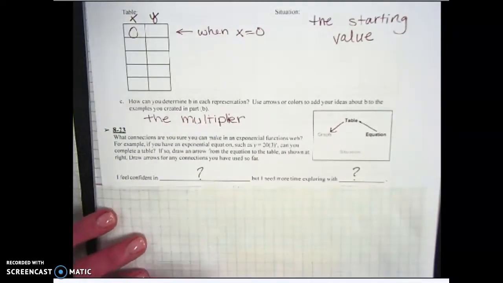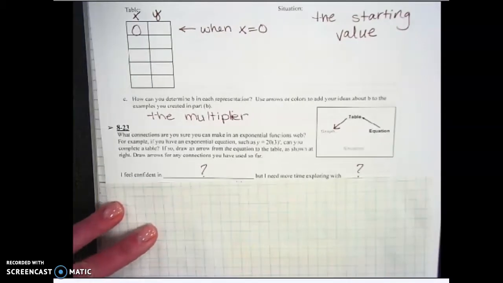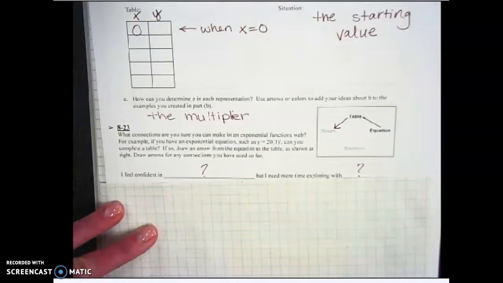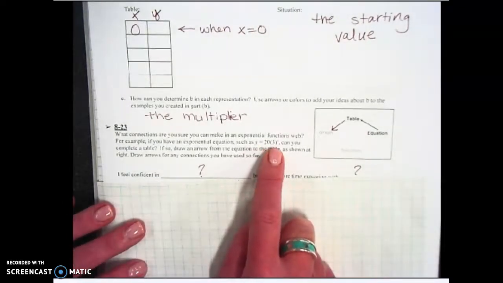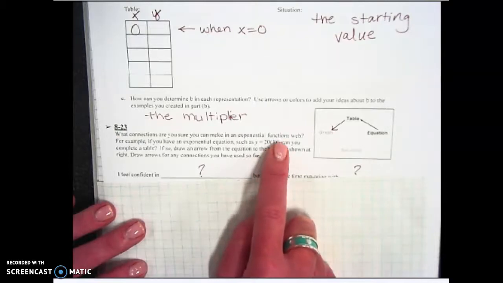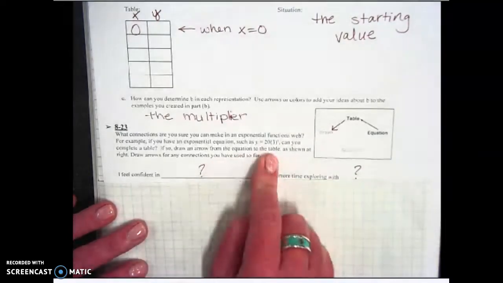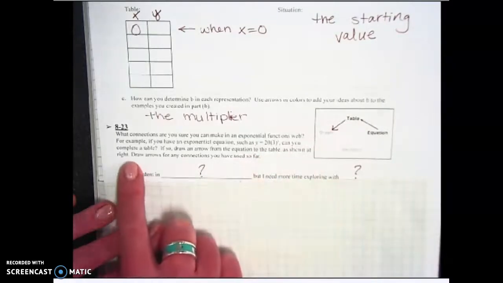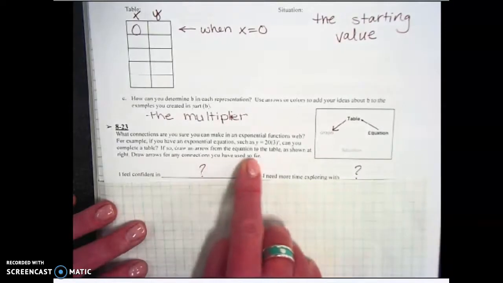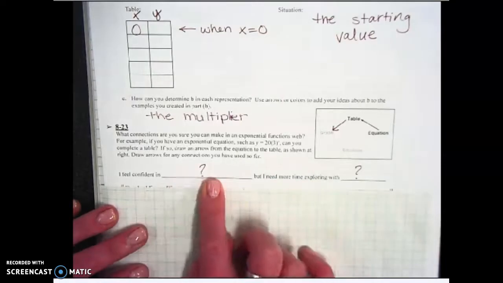And then the last question for today is, what connections are you sure you can make in an exponential function web? For example, if you have an exponential equation such as y equals 20 times 3 to the power of x, can you complete a table? If so, draw an arrow from the equation to the table. It's already there. Okay? As shown at right. Draw arrows for any other connections you have used so far. And then you're going to fill in these blanks.